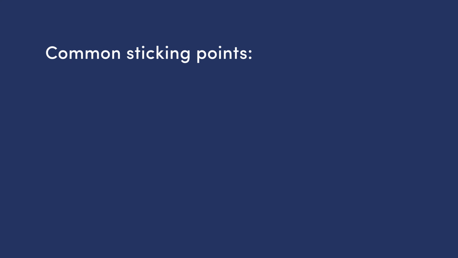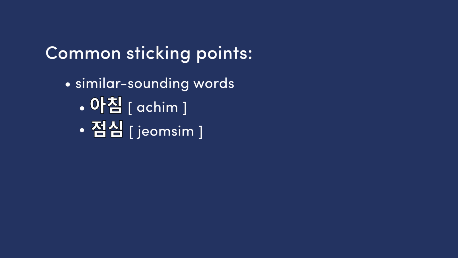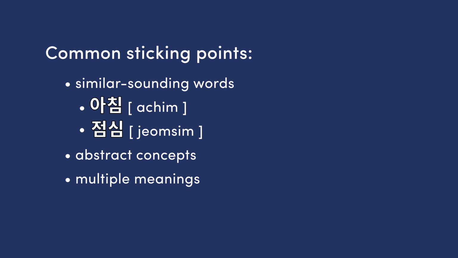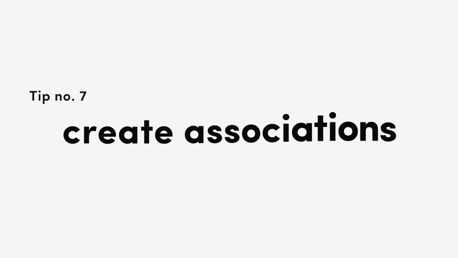Common sticking points include similar sounding words like 아침 and 점심, abstract concepts, words with multiple meanings, and vocabulary with no English equivalent. When you're stuck on a word, it's a great time to use an association. I'll explain that next. Tip number 7, create associations. When you're stuck on a word, it's time to create associations.